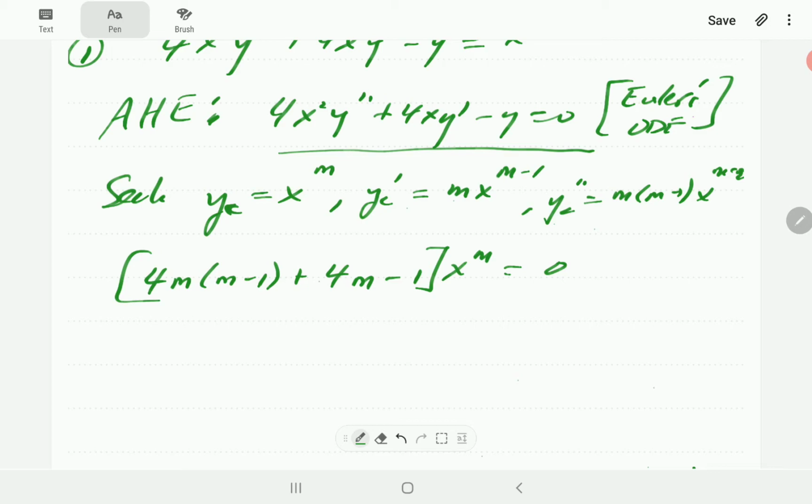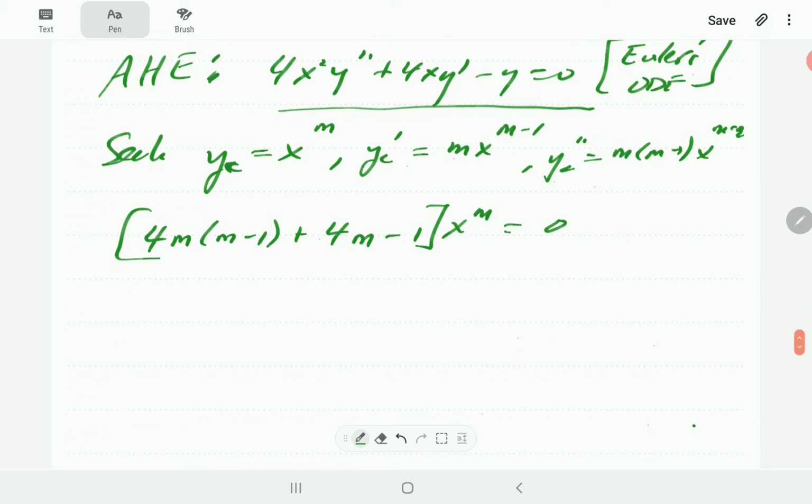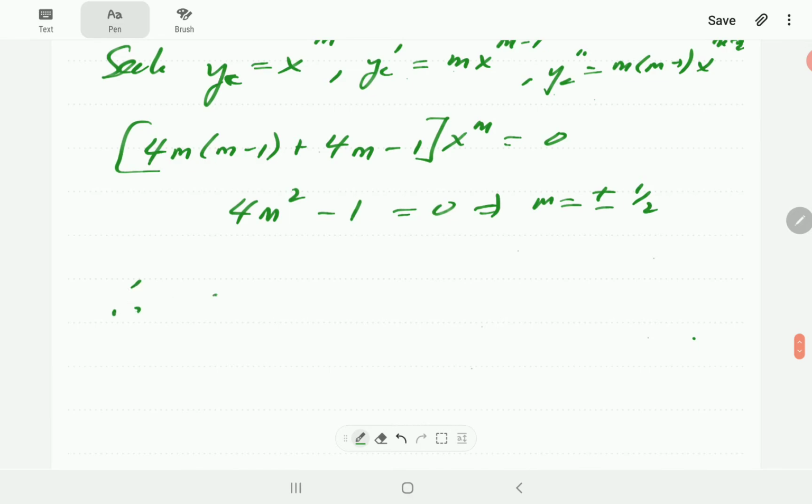But then x to the power m cannot be equal to 0. And this thing simplifies to 4m squared minus 1 equal to 0. Because we're going to have minus 4m here plus 4m there. So that tells us that m is either plus or minus 1/2. And so our complementary solution is going to be k1 square root x plus k2 over square root x.